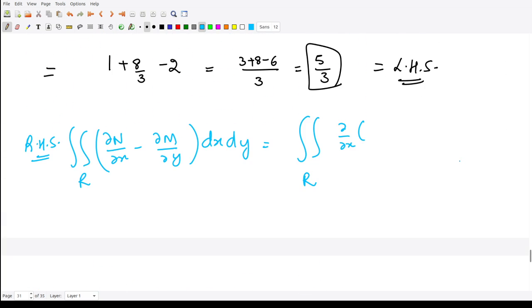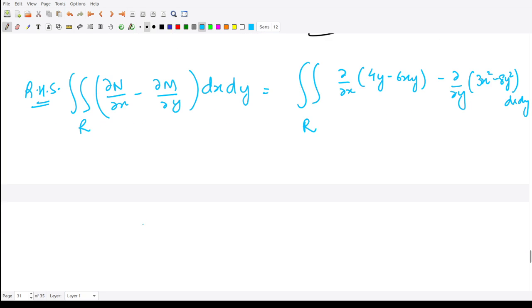So let's write down here the value of n. The value of n is equal to 4y minus 6xy, minus del by del y of m. M is 3x square minus 8y square, dx dy. So let's first simplify this and then we'll move on to the limits.